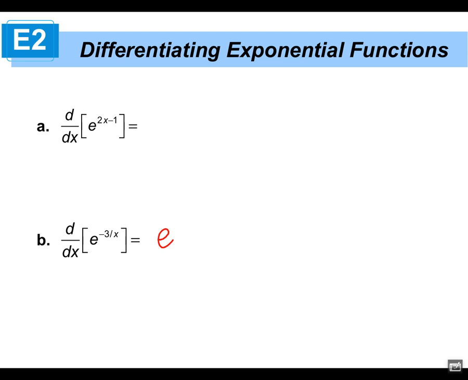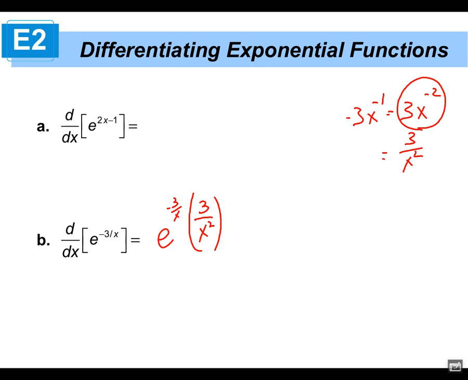Itself times the derivative of this, which would be 3 over x squared, I believe. Bring that down to be positive 3 is negative 2. Everybody okay with that? That's negative 3 times x to the negative 1. Bring the negative 1 down, that's 3 times x to the negative 2. Put that back in the bottom and you get 3 over x squared. You could leave it like that if you'd like, it doesn't matter.